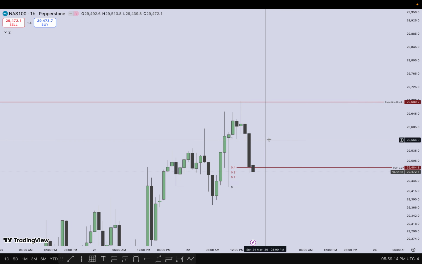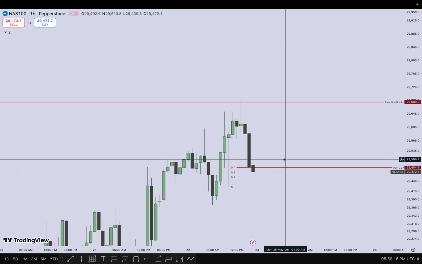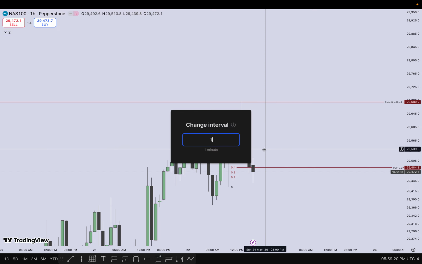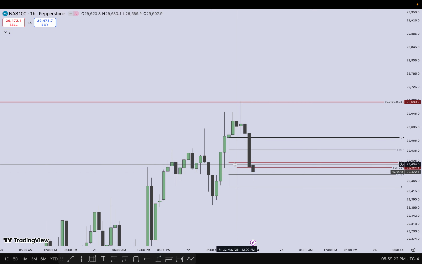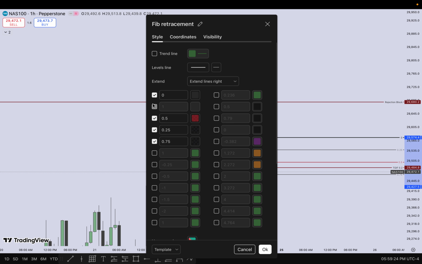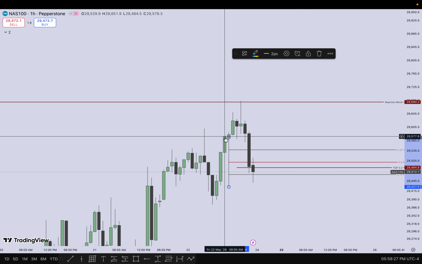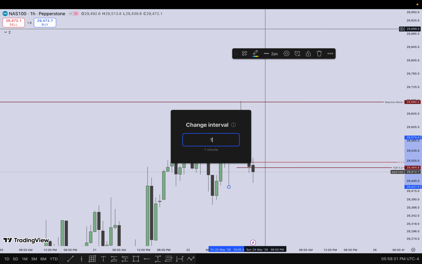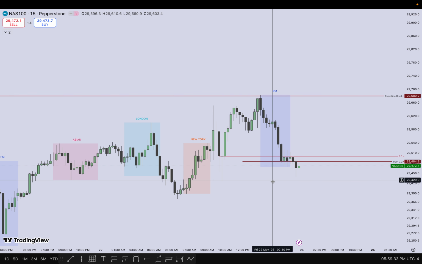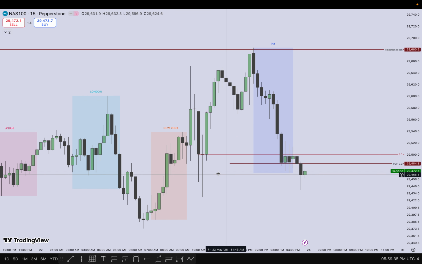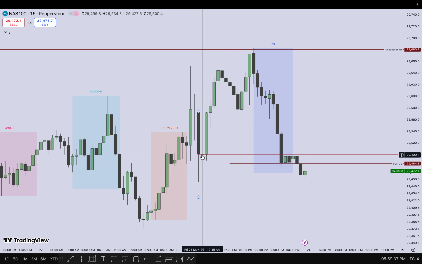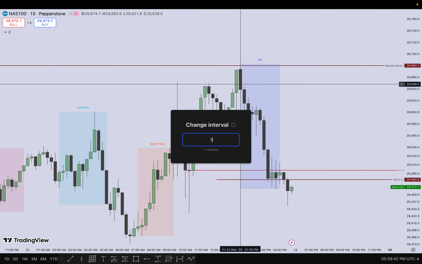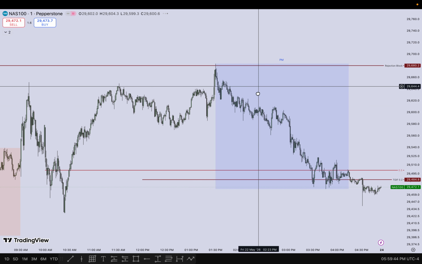Small lag issue. I'm grading the wick to identify the midpoint. So I'm going to the 50 minutes. On the 50 minutes, the area of that midpoint is right up here. So I'm looking for the TGIF. I'm going to the 1 minute.